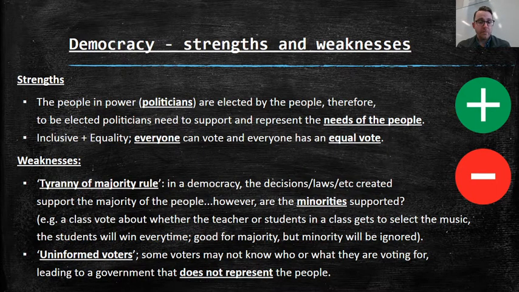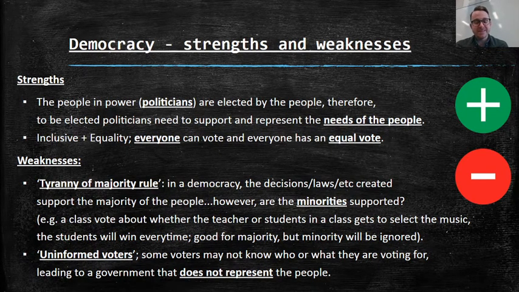So consider a national example, who the minorities might be, like immigrants or Indigenous Australians. They're the minority in this country. The majority are always going to win a vote. So will Indigenous Australians, will immigrants have their interests supported? That's the tyranny of majority rule. It's good for the majority, bad for everyone else.